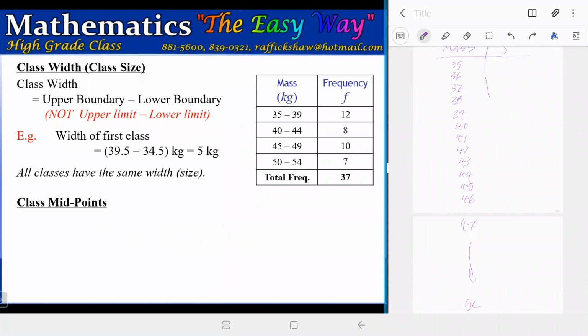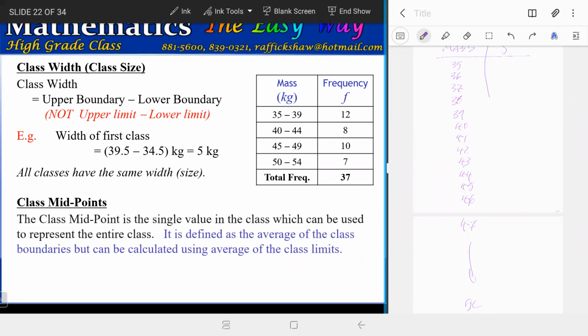Because when you're doing some of the statistics, you're going to have to use that value to represent the entire class in your calculation. Right? Because remember, the data is grouped and we don't know the actual scores of the values in the group. So when you want to find a value in the group to use, you use the midpoint value. The class midpoint is a single value in a class which can be used to represent the entire class. It's defined as the average of the class boundaries, but can be calculated using the average of the class limits.